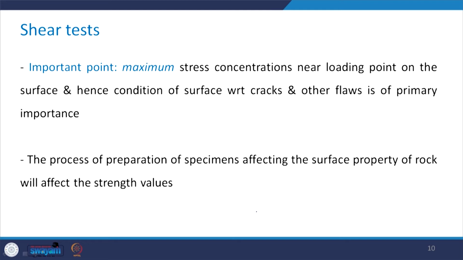Let us say that during the process of preparation of a specimen, if there has been damage to the surface of the specimen, that will have a direct effect if you conduct these types of tests. So, you see that the process of preparation of these specimens affecting the surface property of the rock will also affect the strength value, which is really not desirable. One needs to avoid that.